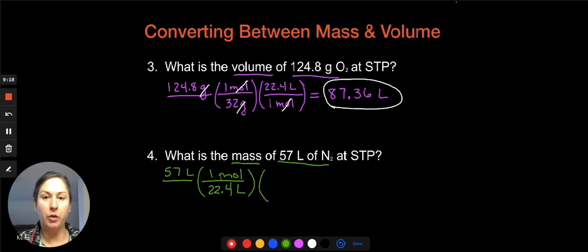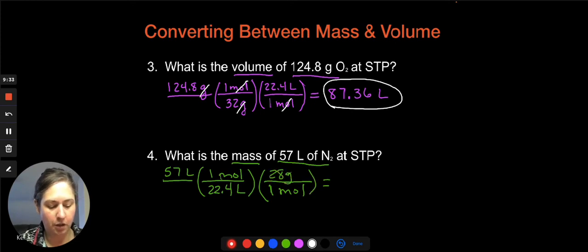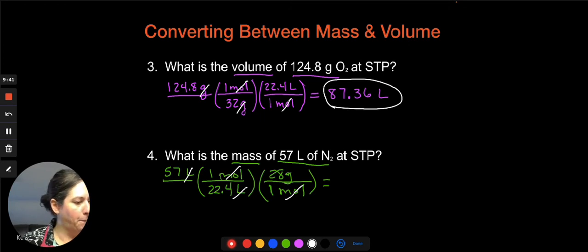Second step is where we're going to need our molar mass. So for every 1 mole, that's going to go on the bottom to cancel the moles on the top. Nitrogen is 14 grams per mole. 2 of them is going to be 28 grams per mole. Okay, double check. Moles cancel, liters cancel. I am good to go. And I end up with 71 grams with this one.